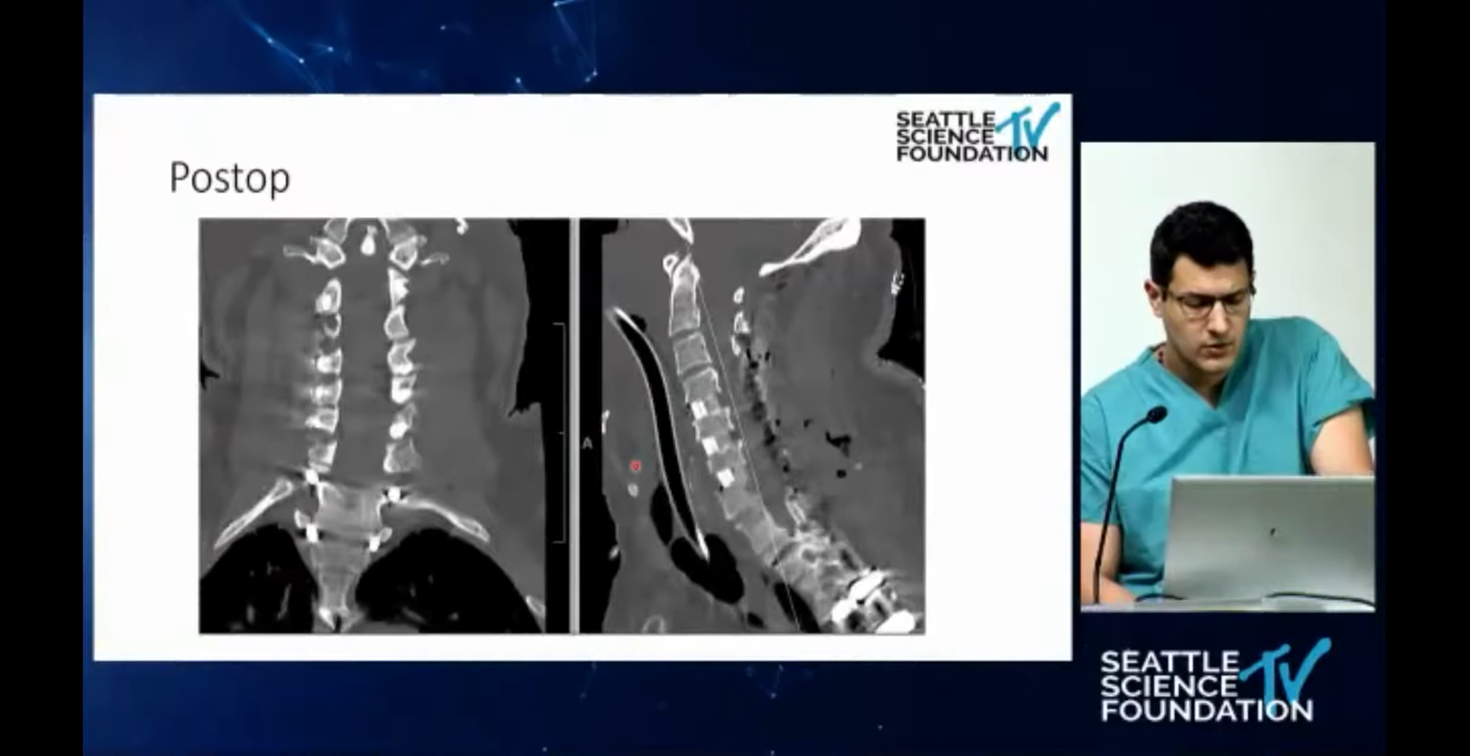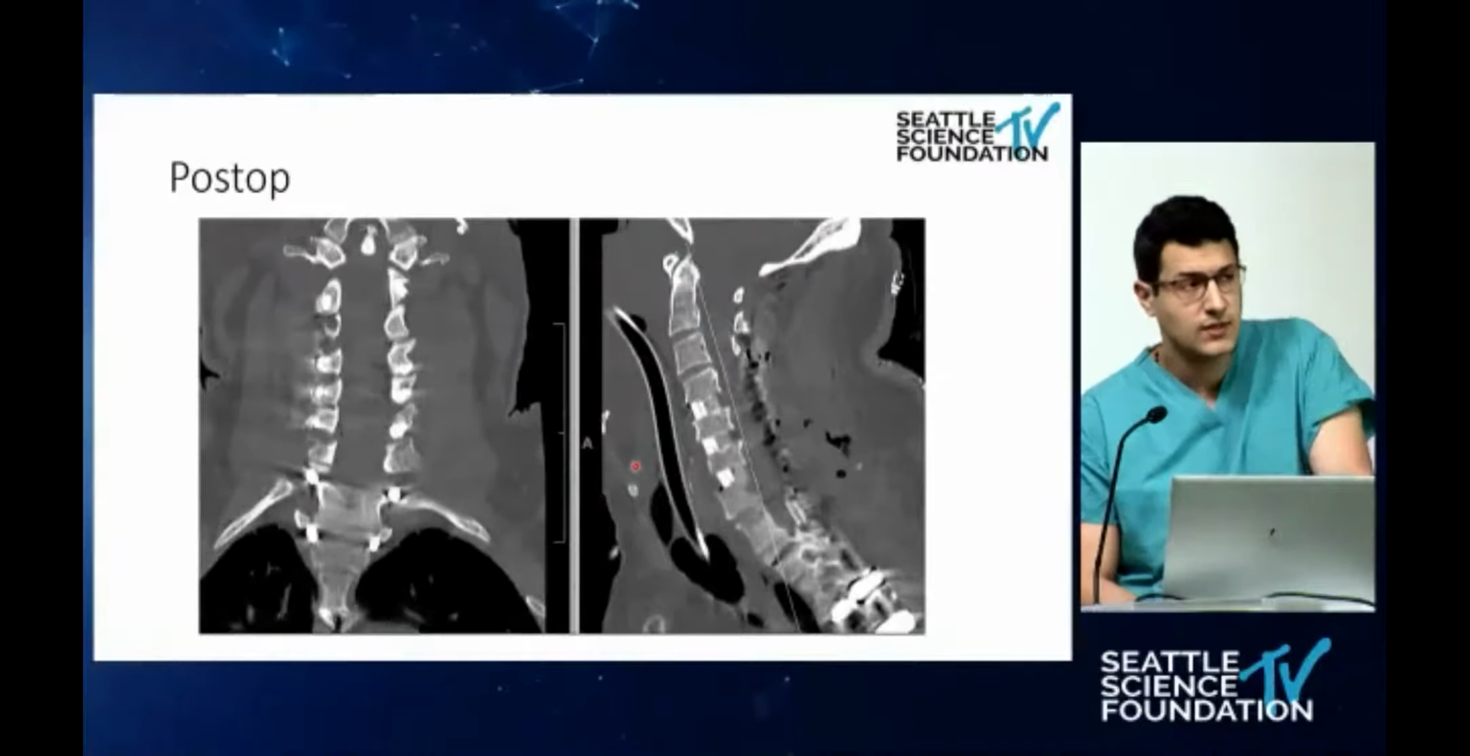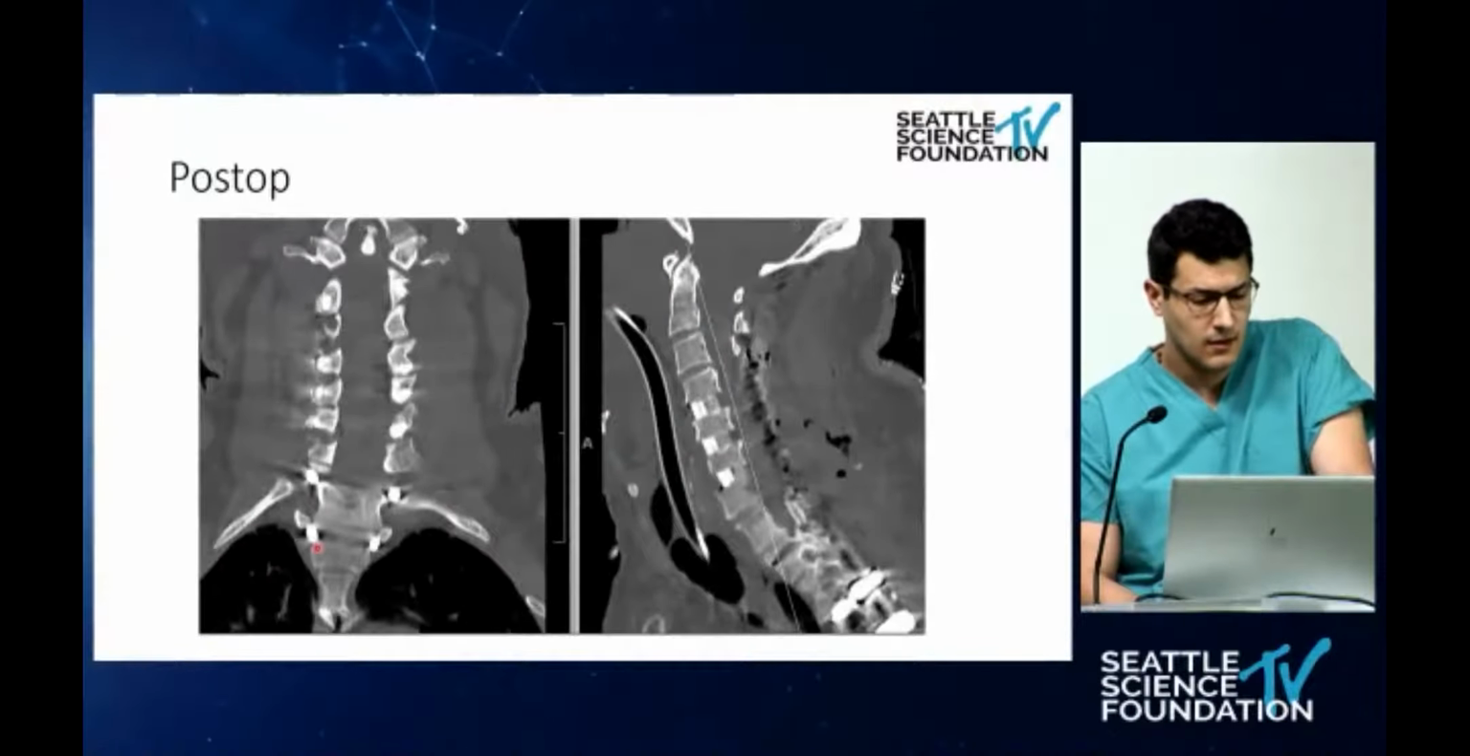So the plan was to take him to the OR. We did two-stage surgery in a single setting. The first one was the posterior approach from C2 to T7, and it was complemented with anterior approach from C4 to C7.